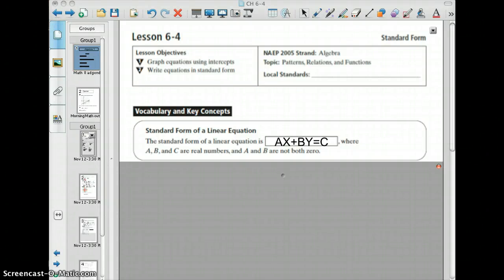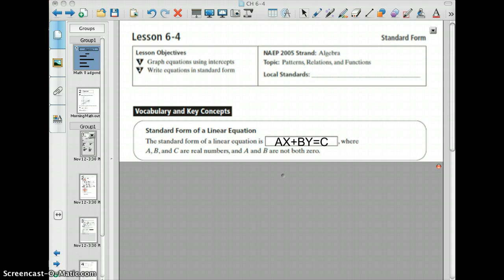Lesson 6.4 covers standard form of equations, and you'll learn to graph equations using standard form, which will then lead you to the x and y intercepts, something that's new to us. Before you start the lesson, please make sure you've checked the skills you'll need at the beginning of lesson 6.4. Again, you can pause this video at any time.